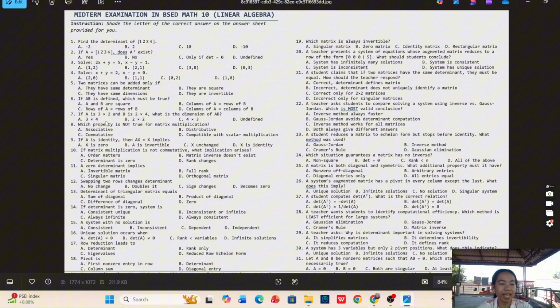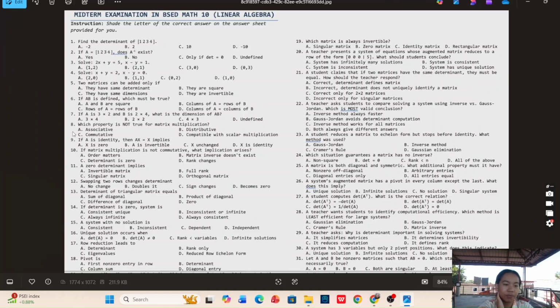Number 7. If A is 3 by 2 and B is 2 by 4, what is the dimension of AB? The correct answer for number 7 is letter A. Multiplying matrix A, which is 3 by 2, by matrix B, which is 2 by 4, results in a 3 by 4 matrix as its dimension.